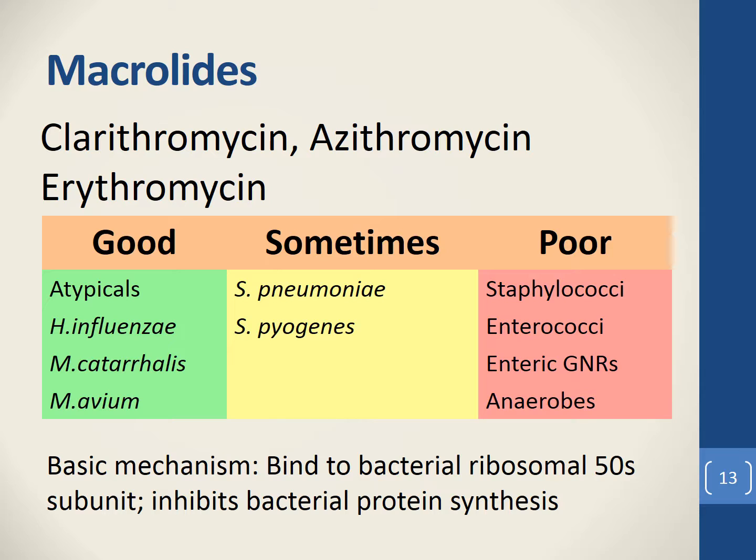Shifting now to the macrolide class, you'll see 3 macrolides listed here. Clarithromycin and azithromycin are on their own line, and erythromycin is set off on its own line. Erythromycin is really not used therapeutically to treat infections much anymore. It has lots of side effects and more drug-drug interactions associated with it via cytochrome P450. And so for that reason, you really won't see much erythromycin used therapeutically.